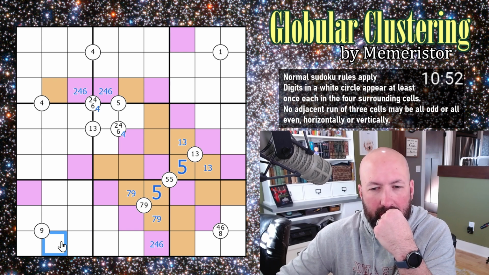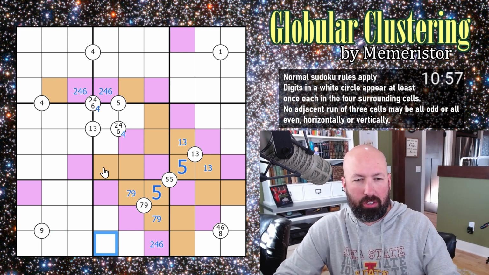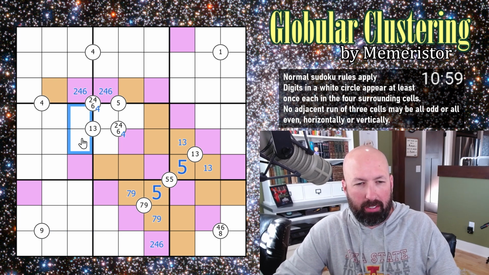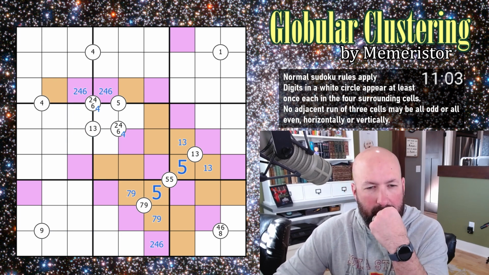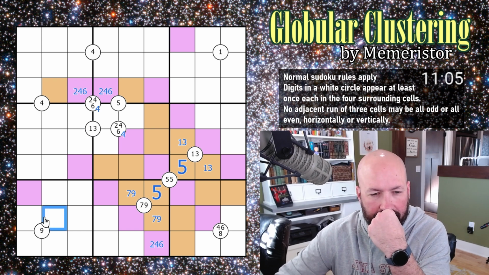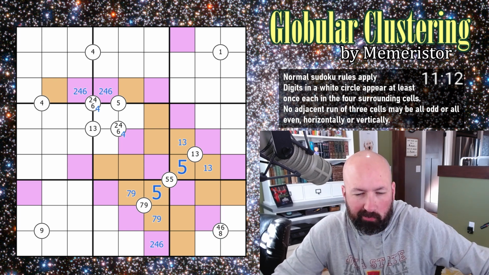Well... Where do we go next? Okay, is there another set of 2 in a row that I'm not seeing? This is odd. These are even. Well, 2 of these are even.